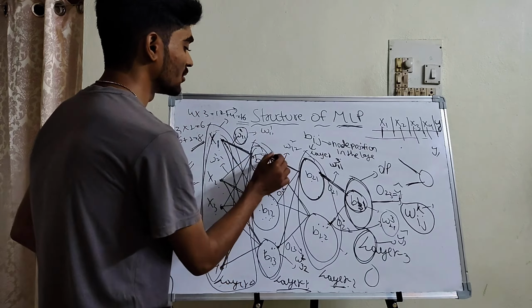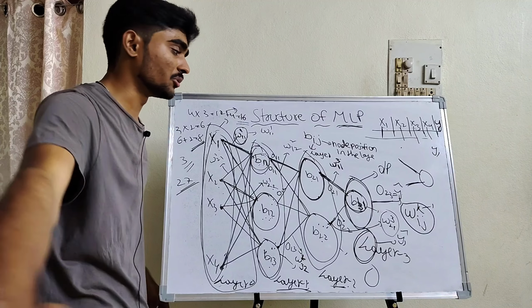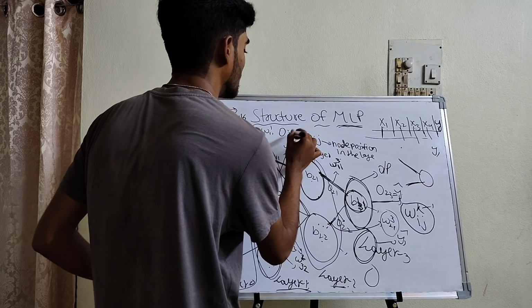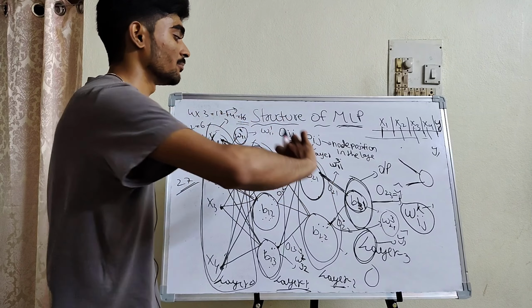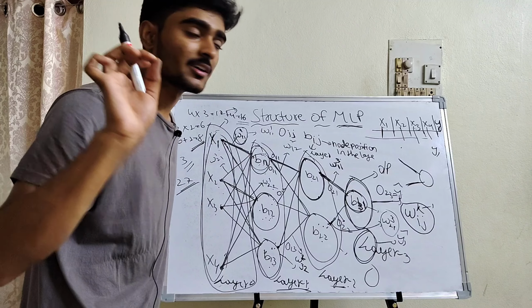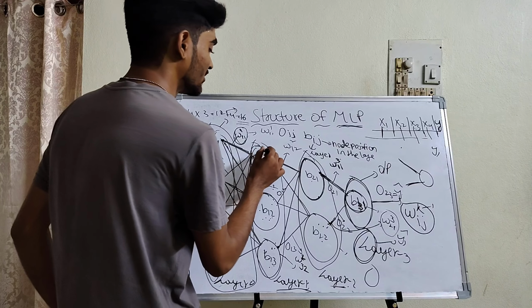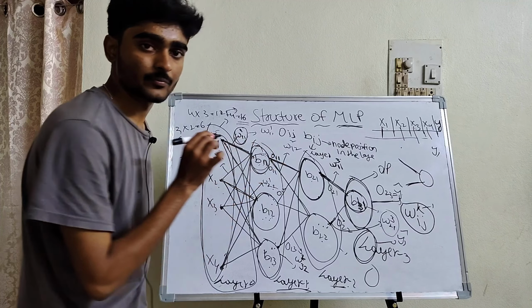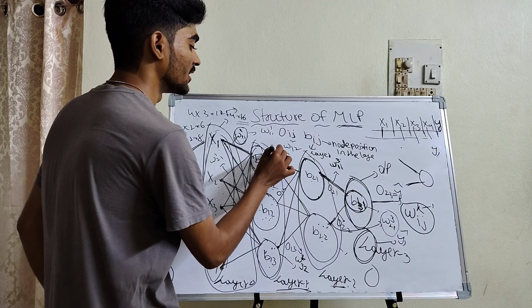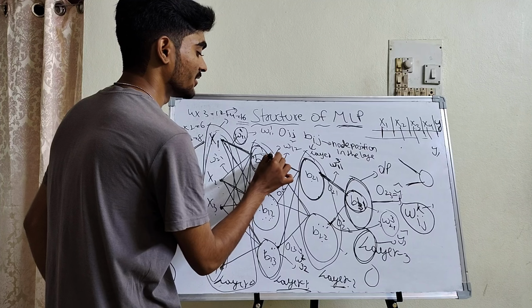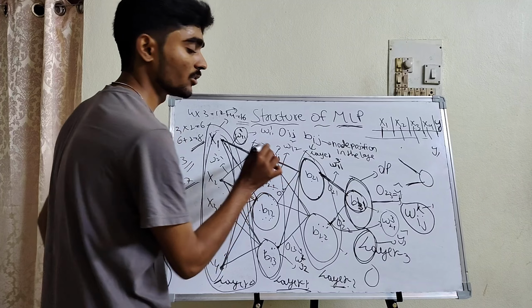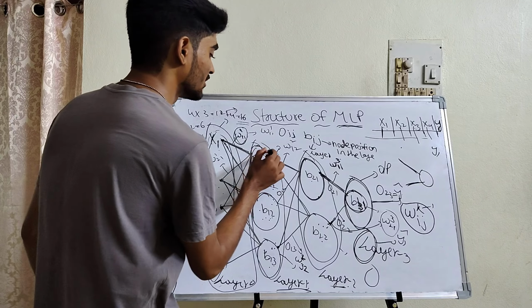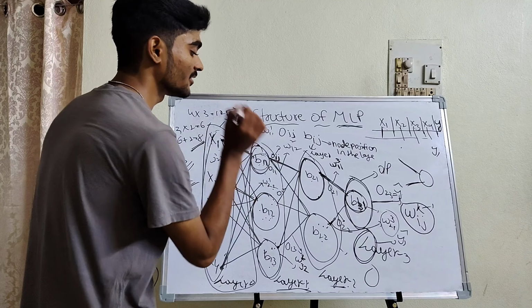Now the output of each node is denoted by O_ij. It is similar to the bias. How do we denote the bias? Similarly, we denote the output of each node as well. For this node, the output is O11. Why O11? This is ij, right? What does i denote? The layer number. It is in the first layer. j denotes the position of the node. This is in the first layer and in the first position.